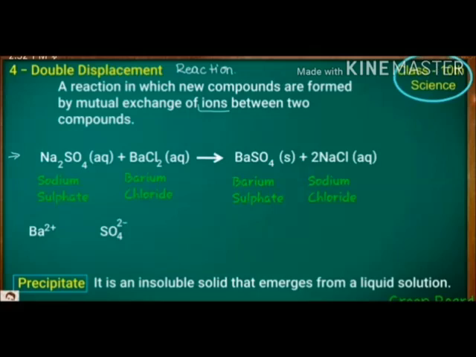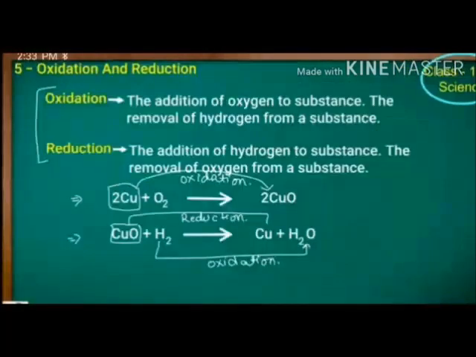Double displacement, as the name indicates, two elements are displacing each other. Exchange of ions takes place in this. You can see sodium sulfate and barium chloride form barium sulfate and sodium chloride. Sodium displaced barium and formed sodium chloride, and barium then added to sulfate, displacing sodium, and became barium sulfate. Means they are both replacing each other. Na is removed and barium is added to it, and Na occupies its place. Therefore it is a precipitation reaction.